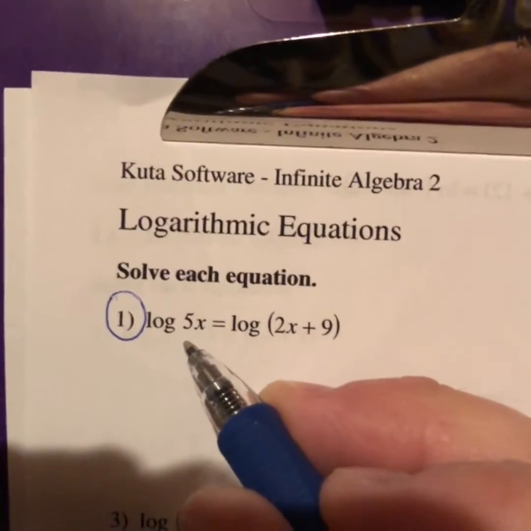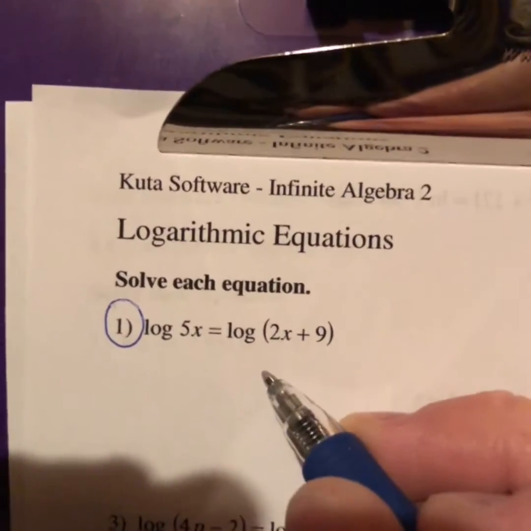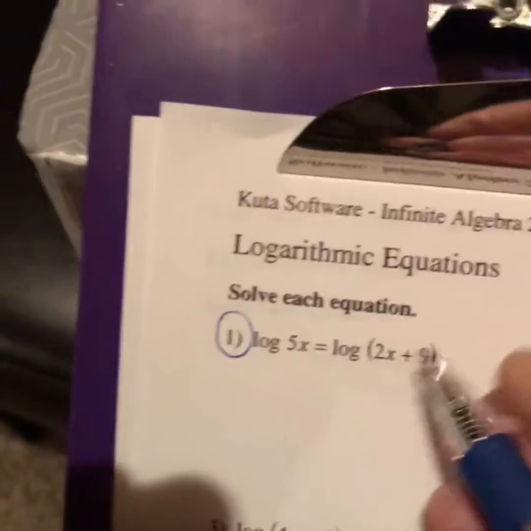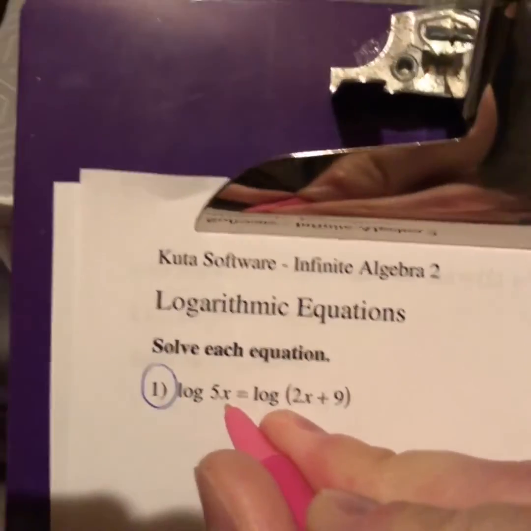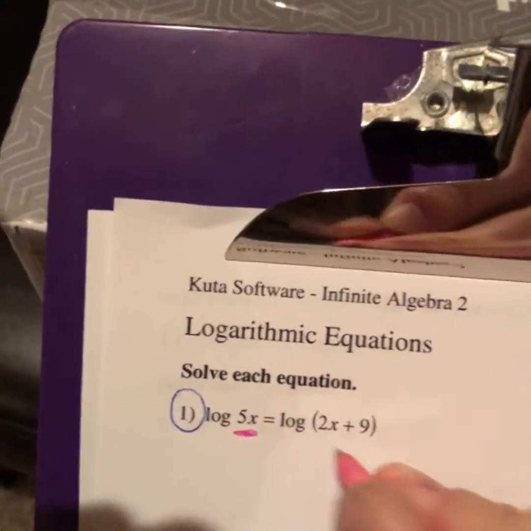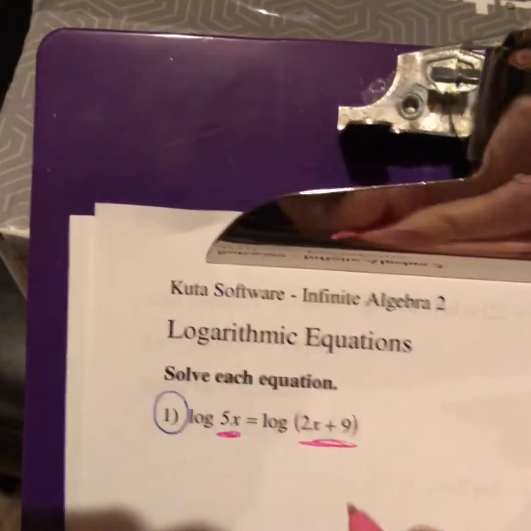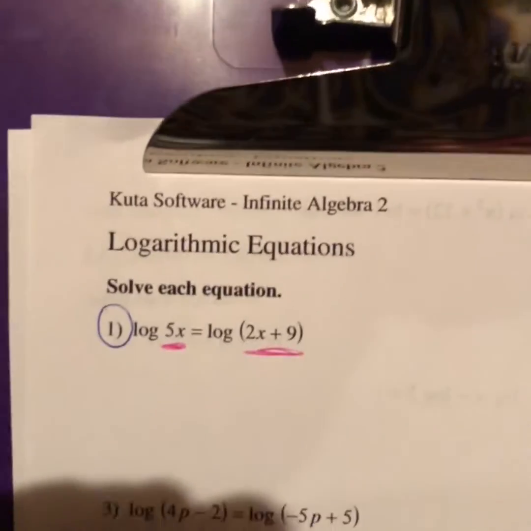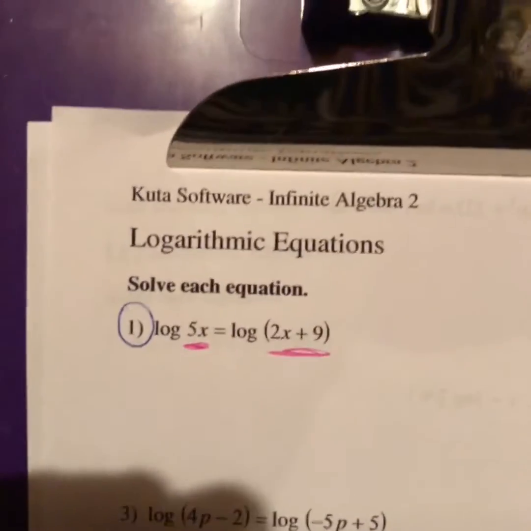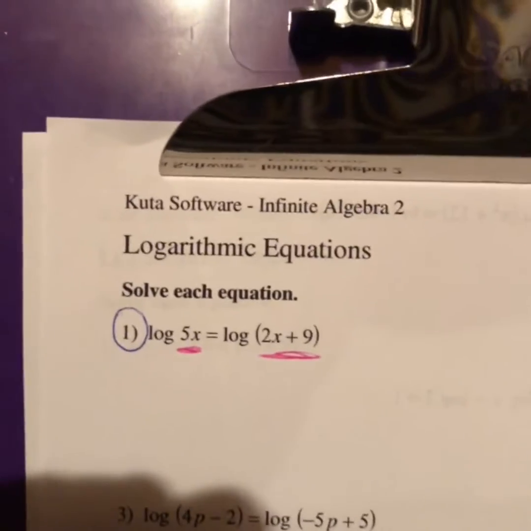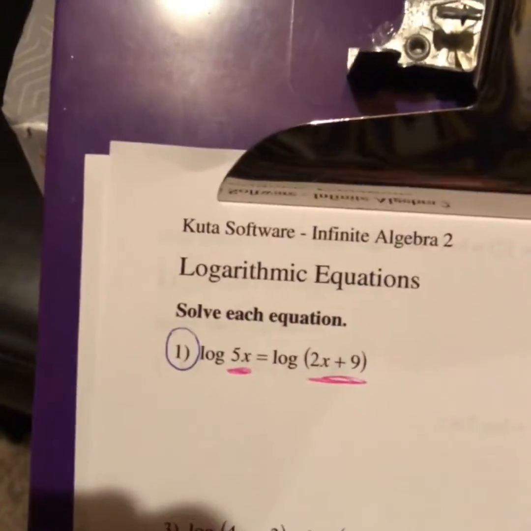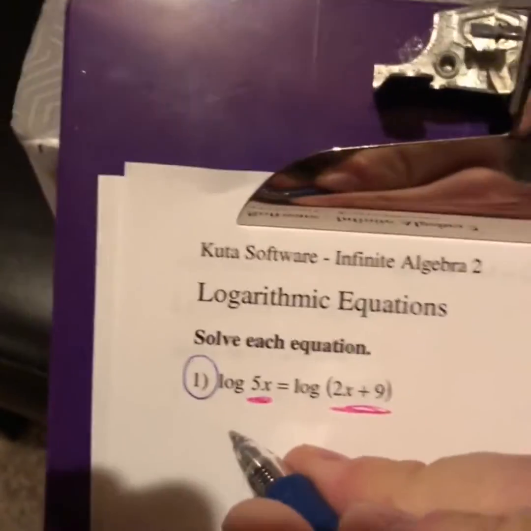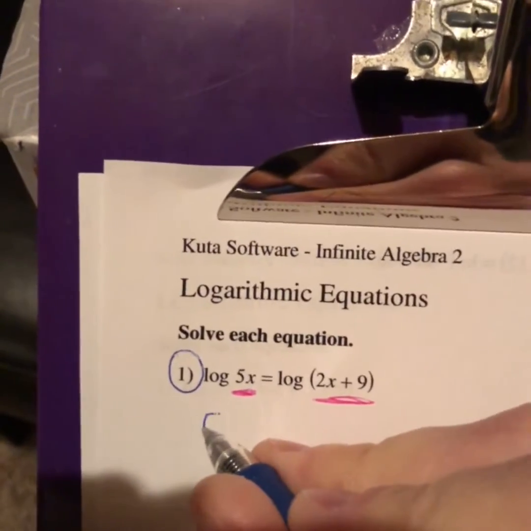These are common logs. Remember, when you don't see a base, we know that's base 10. All we have to do is set the argument, as we call it, in this case 5x, equal to 2x plus 9. When we have the same base, we're just setting the arguments equal and solving. You're like, why couldn't you have just said that yesterday? Well, the productive struggle is a good thing, okay?